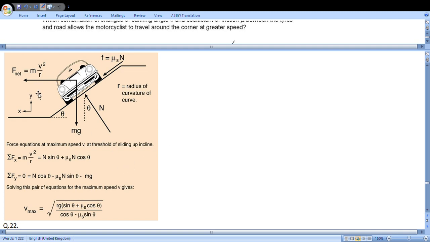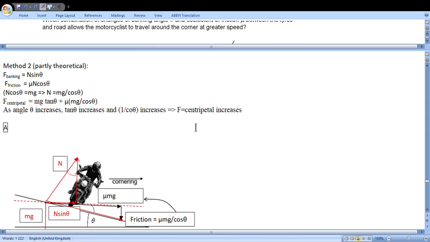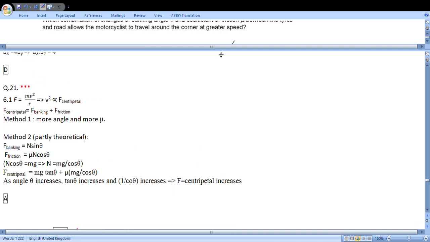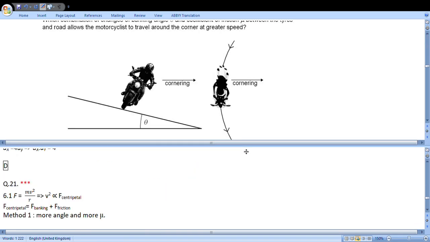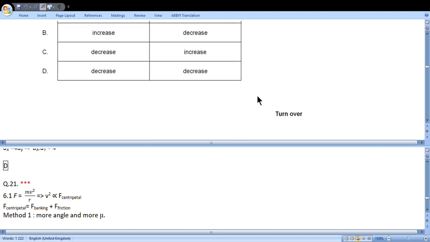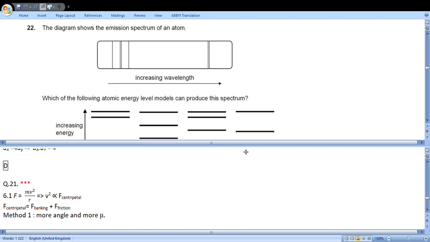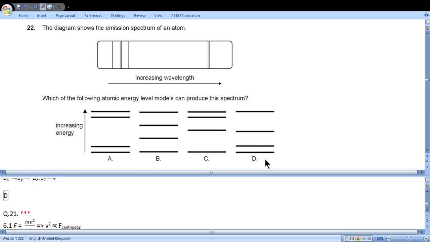But I don't know, is this what the examiner expects, or does the examiner expect method 2, or method 1? I don't know. I think this question is inappropriate for this exam. The next question requires some tricks. I'll tell you which tricks.